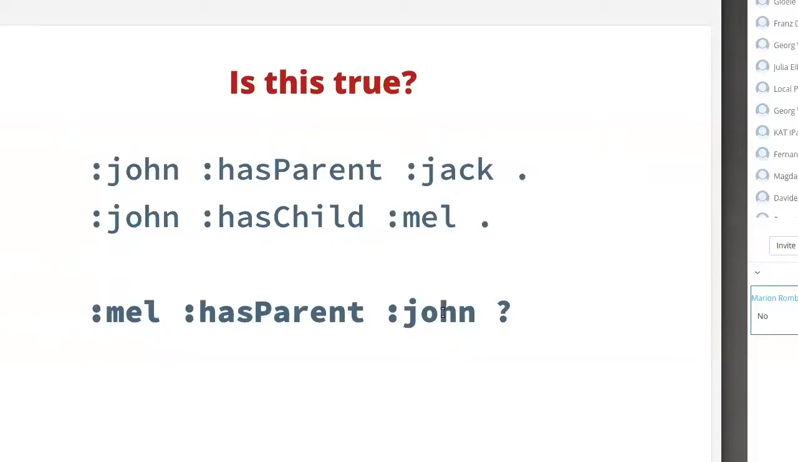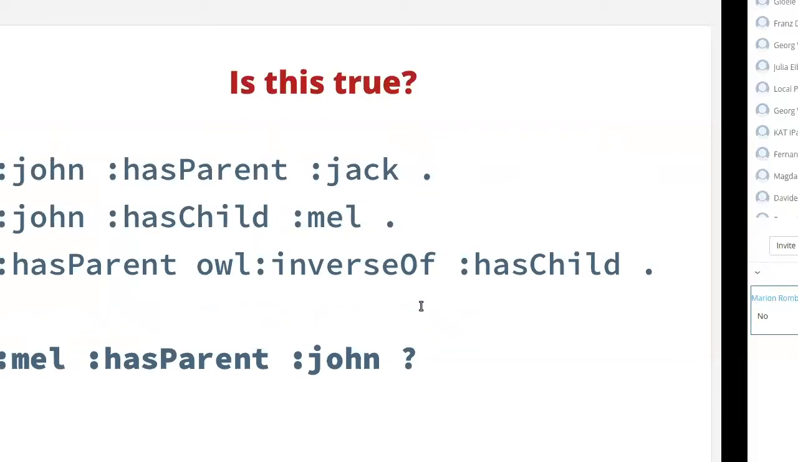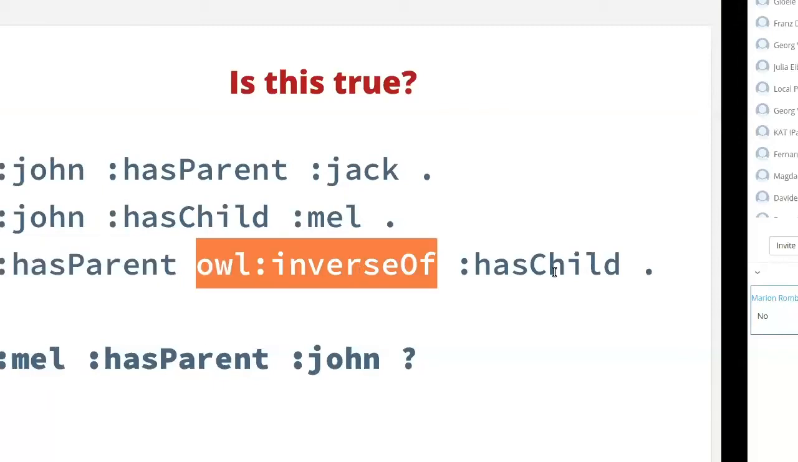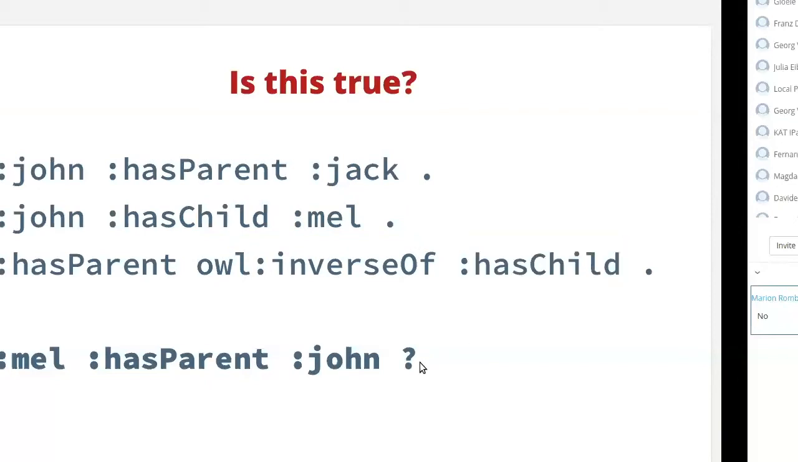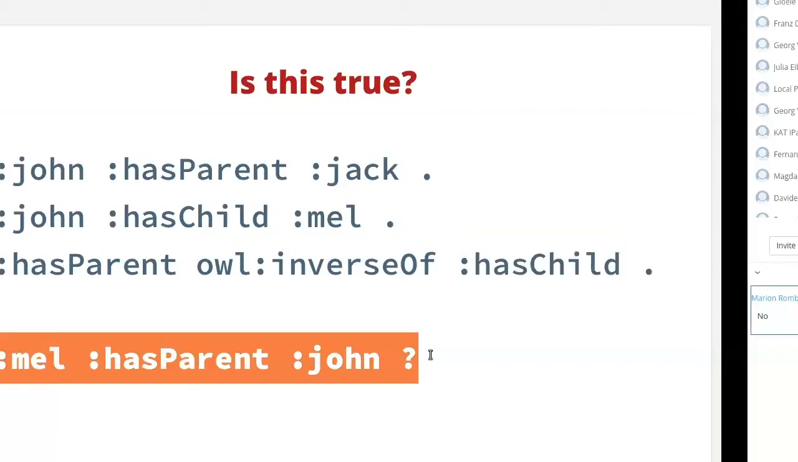Answer? No. So you're saying that we cannot say that this is true. We cannot say that this is false, but we also cannot say that this is true. And that would be okay. So now we can add another assertion and say the relationship as parent is the inverse of the relationship as child. Now my question is, can we say that this is true?